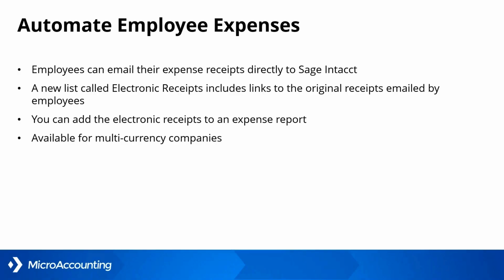So when they do that, a new list is created called their electronic receipts, and it includes links to the original receipts emailed in by the employee. And then when you create your expense reports, or they create their own expense reports, as the case may be, then you're able to attach that electronic receipt to your expense report. So you're emailing those in as you're getting those receipts in, and then when you go create that expense report, you are associating those receipts in with your expense reports at that time and attaching those to your expense reports.